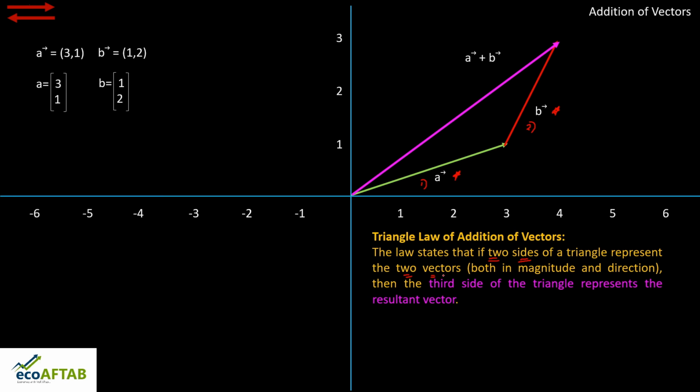of a triangle represent two vectors both in magnitude and direction, then the third side of the triangle, this is the third side, represents the resultant vector. What do you mean by resultant vector? The new vector that we have got by adding the two vectors, vector A and vector B. So this is one law, the triangle law of addition of vectors.